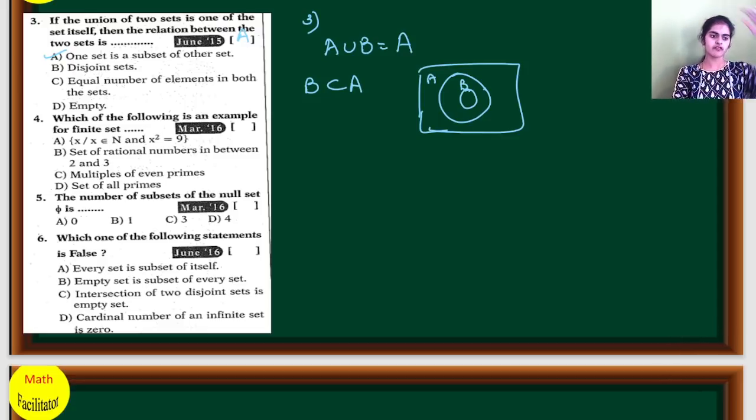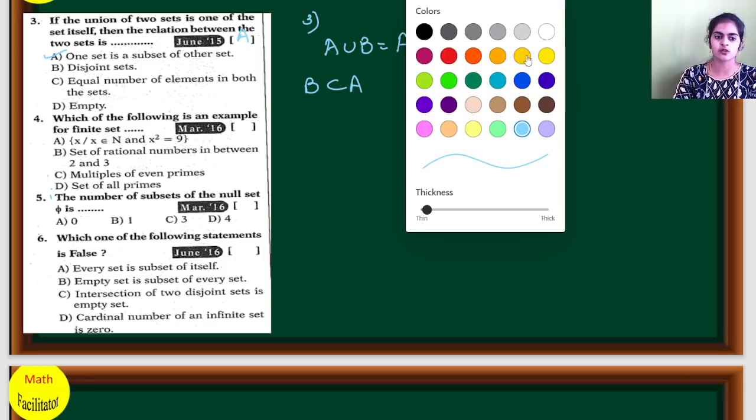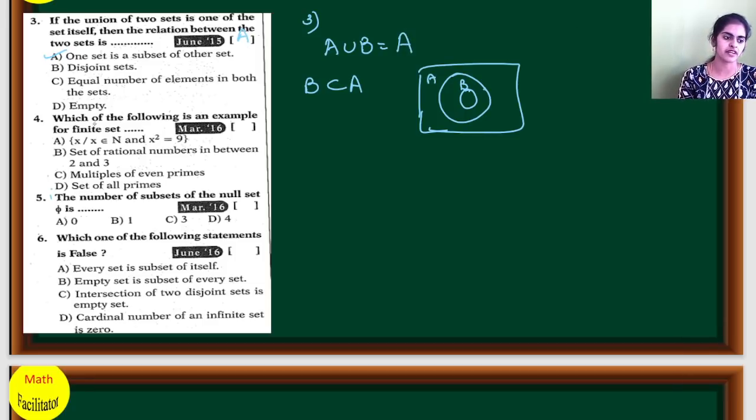Next question, which of the following is an example of a finite set? So multiples of even numbers is not finite. Set of all primes is not finite. Set of rational numbers between 2 and 3: you know there are infinite rational numbers between any two rational numbers, so that is also not finite. The only finite set is option A. Because you can write it as x belongs to N and x squared equal to 3. So you have x equal to 3 as the only answer.